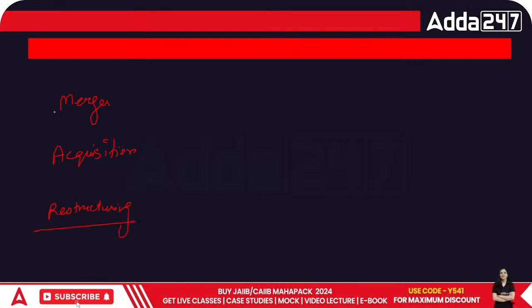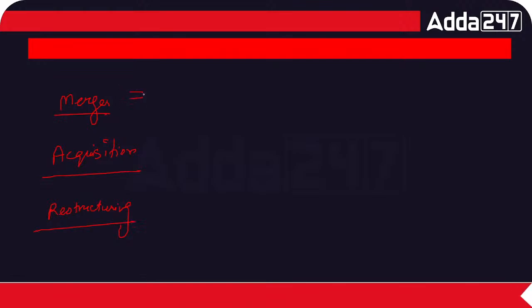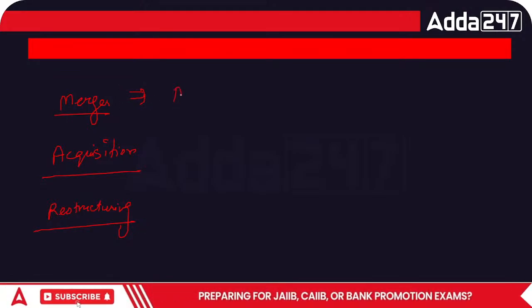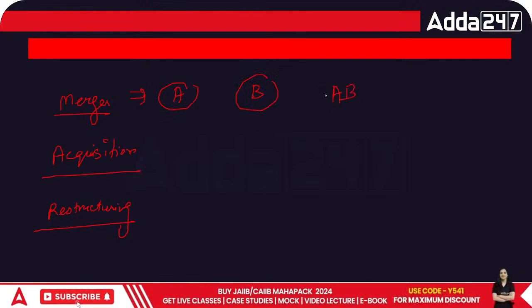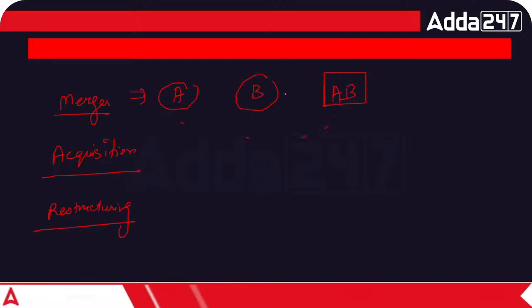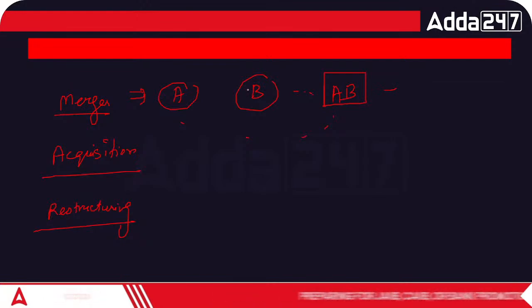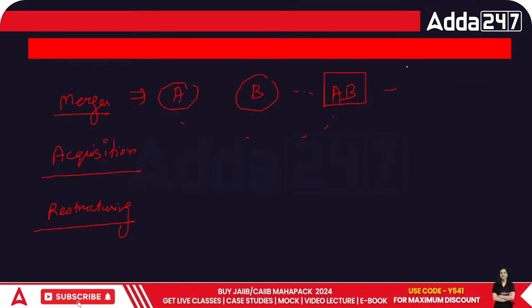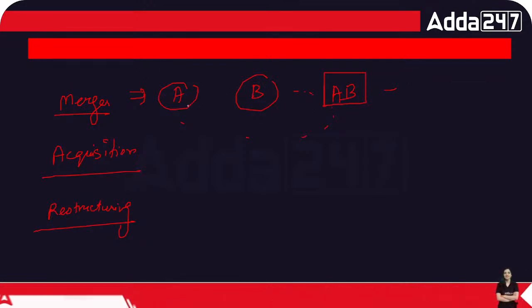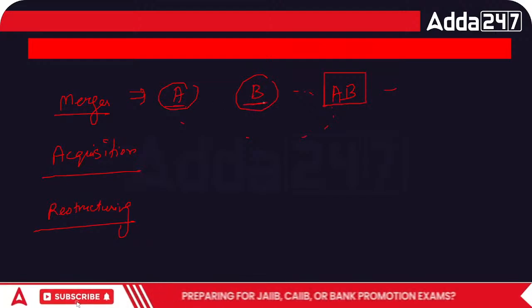Merger is basically one company and another company coming together and forming a new company. That means A and B forming a company called AB. All the assets, all the liabilities of both the companies are now a part of this organization. This organization is not subjected to tax. Why? Because none of them are paying. AB is not paying even a single penny to A, or a single penny to B.